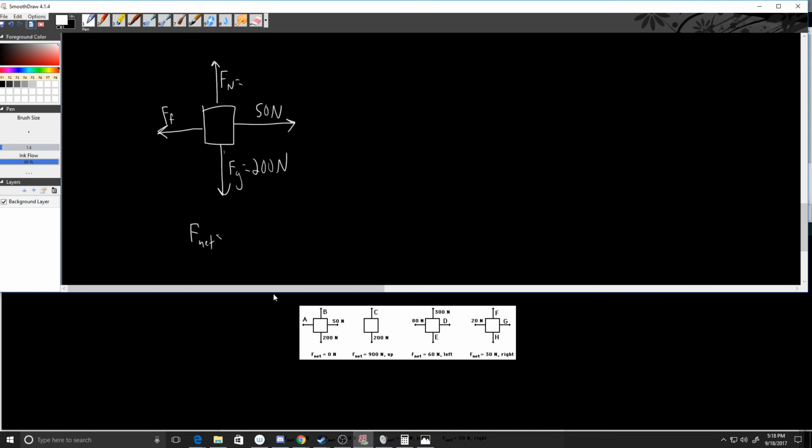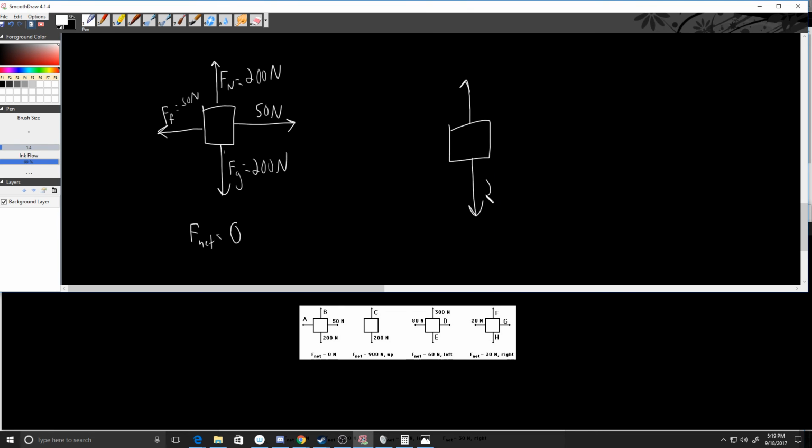So I'm looking at the first one right here. With the net force being 0, that means my up and downs need to equal each other and my sides to sides need to equal each other. So in this case, if I have 200 newtons coming down, I have to have 200 newtons going up. If I have 50 newtons coming out the side, I need 50 newtons coming out the other side. That's pretty easy.